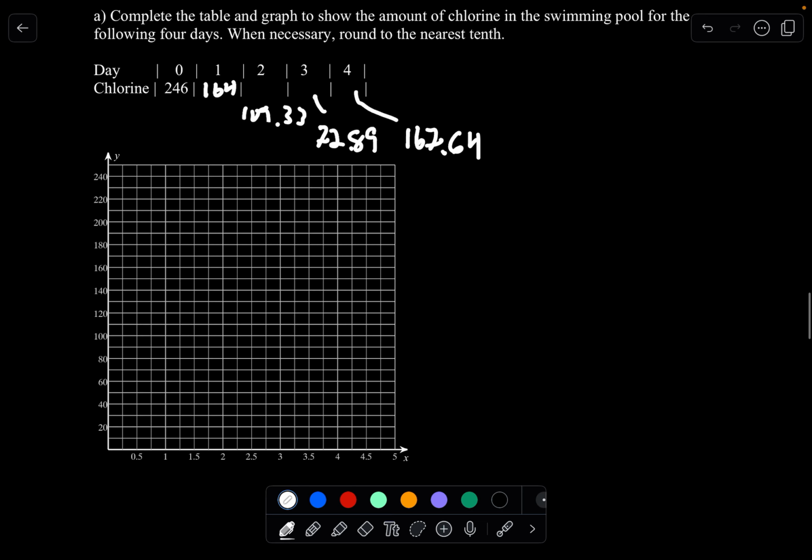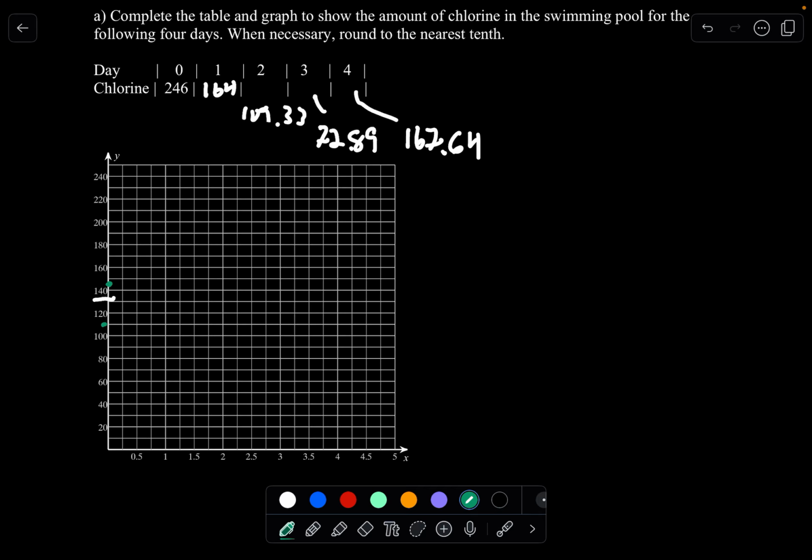So at 0, we're at 246. There's 240. Okay, 250, so 246 is right in the middle there. I'm going to use green. There's the first at the 0 point. Then at 1, we're at 164. So here's 150 right there. So 164 is just a little bit above that.